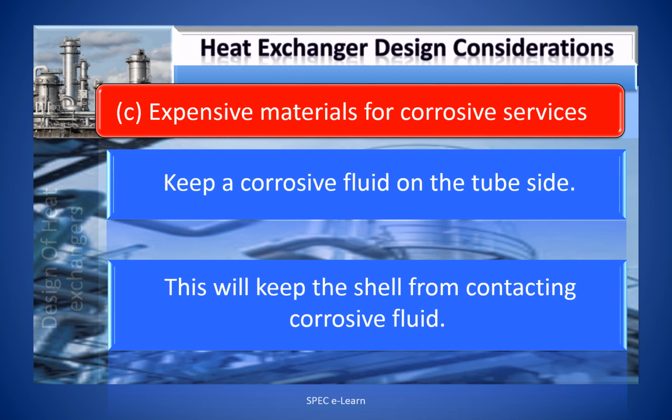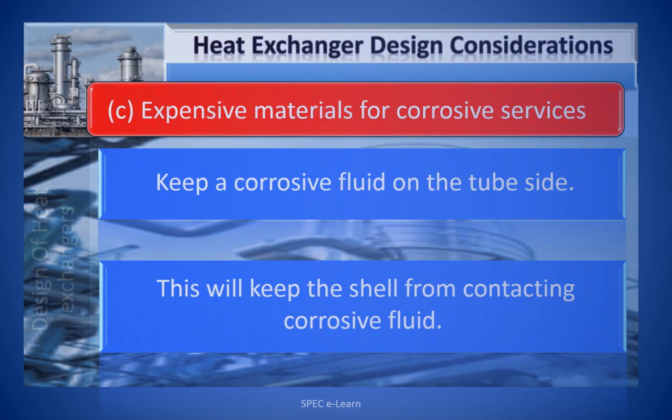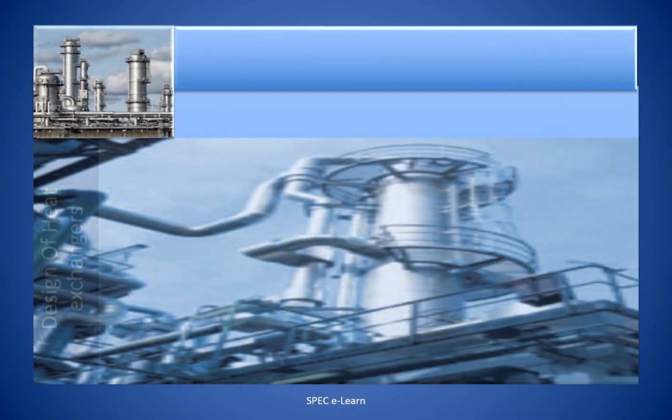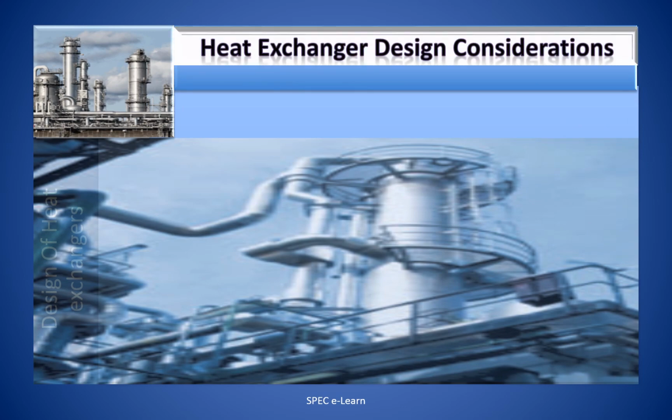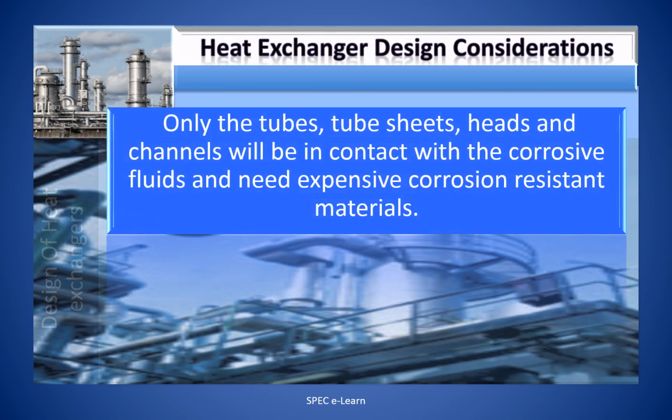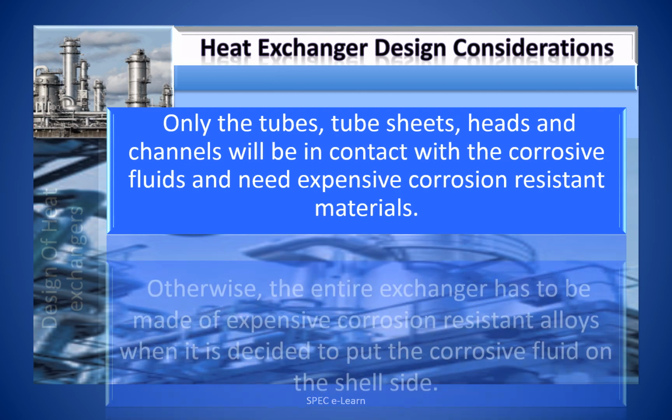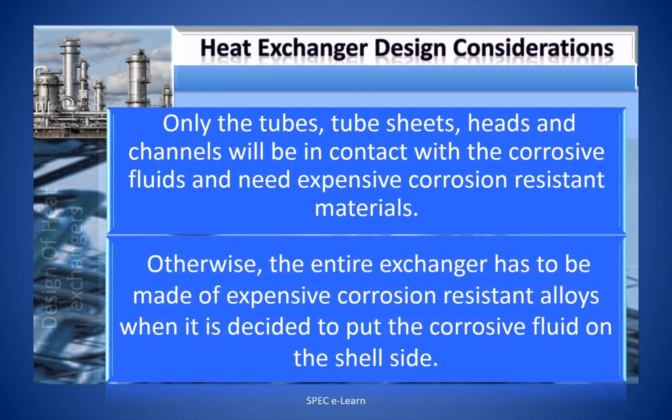So keep the corrosive fluid on the tube side. This will keep the shell from contacting the corrosive fluid. Only the tubes, tube sheets, heads and channels will be in contact with the corrosive fluids and need expensive corrosion resistant materials. If you put the corrosive fluid on the shell side, the entire heat exchanger has to be made of expensive corrosion resistant alloys.